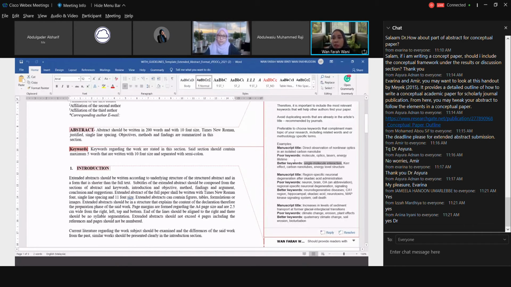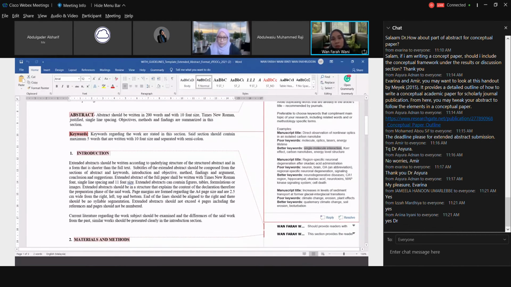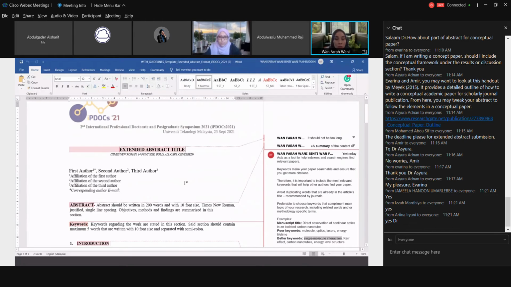Avoid duplicating the words that are already in the article. Try it another way around, for example, Kerr effect. So you are pinpointing what complements the main topic of your research. So just have a look at this while you are doing your draft.